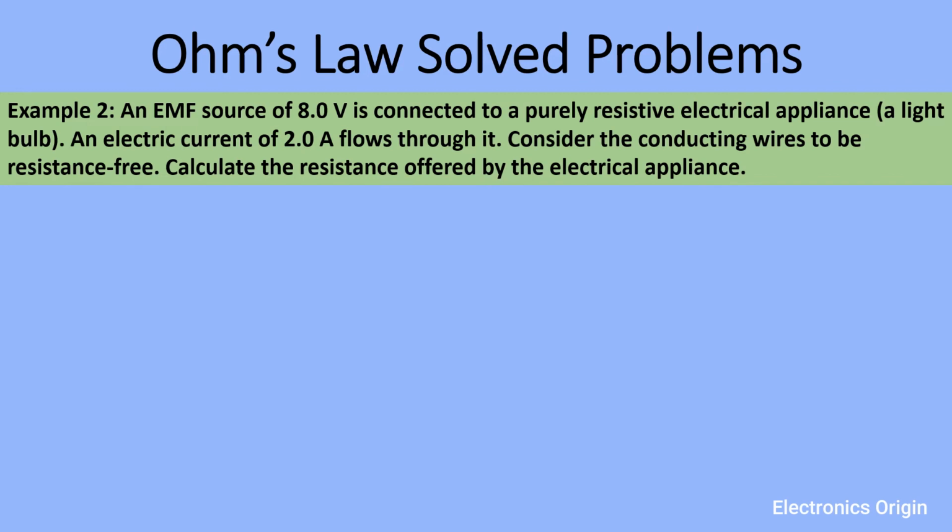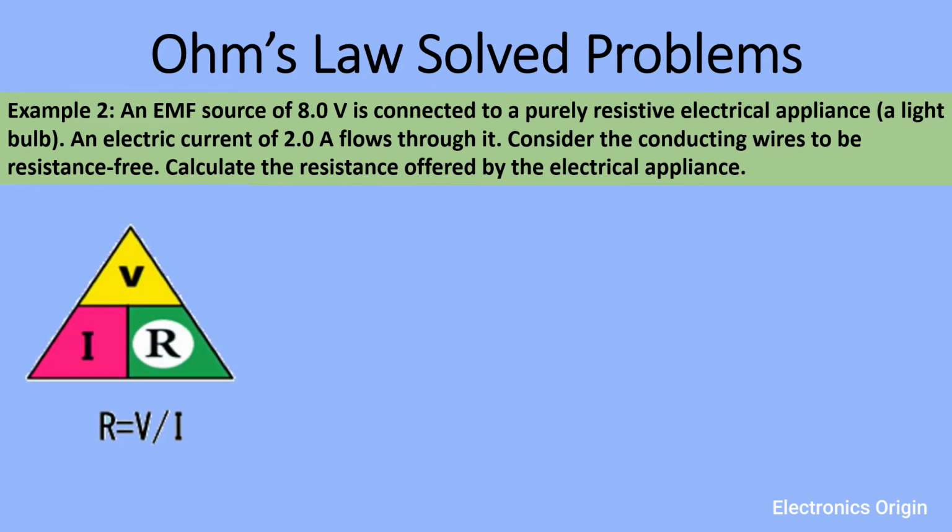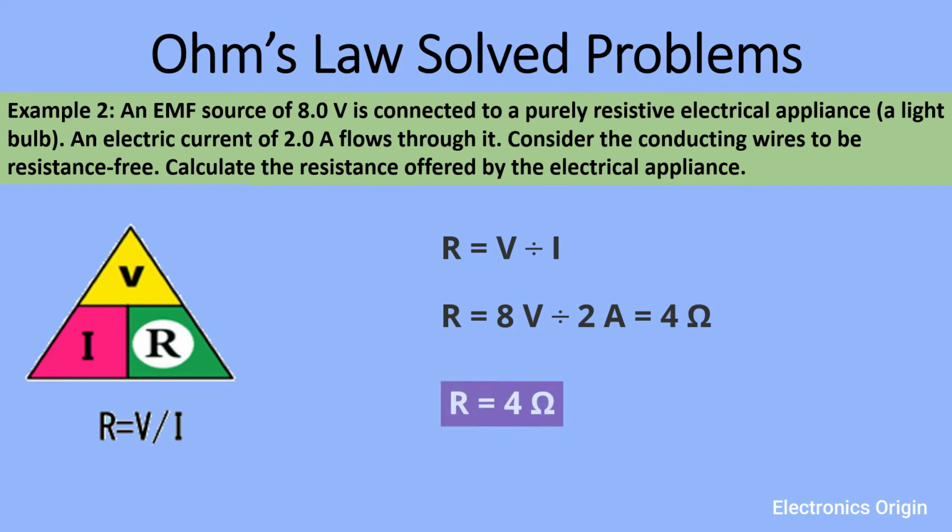Solution. When we are asked to determine the value of resistance when the values of voltage and current are given, we cover R in the triangle. This leaves us with only V and I, more precisely V by I. Substituting the values in the equation, we get R equals V by I. R equals 8 volt by 2 amps equals 4 ohm. R equals 4 ohm.